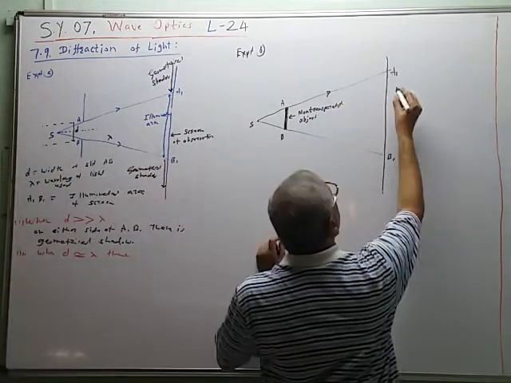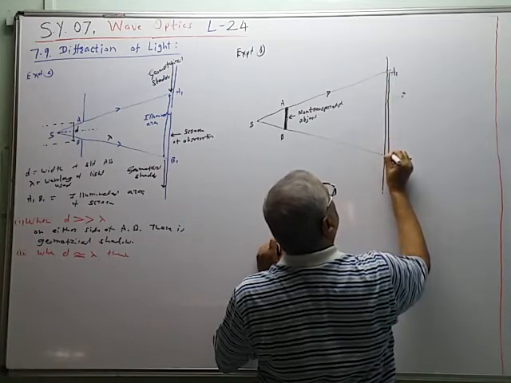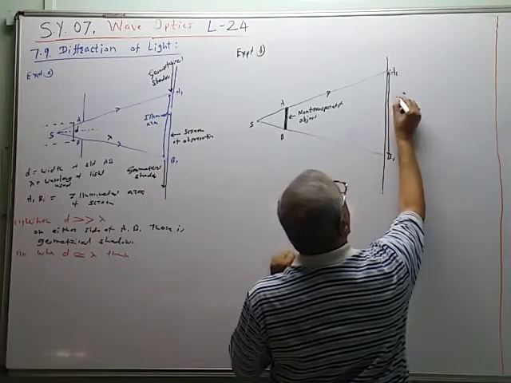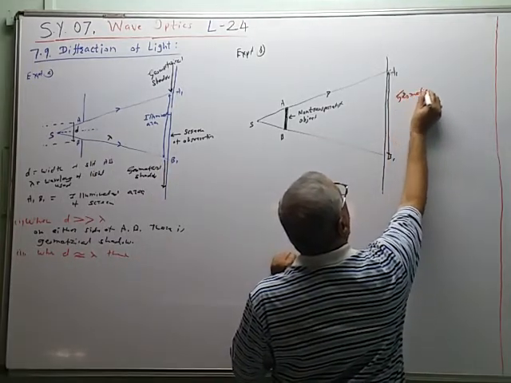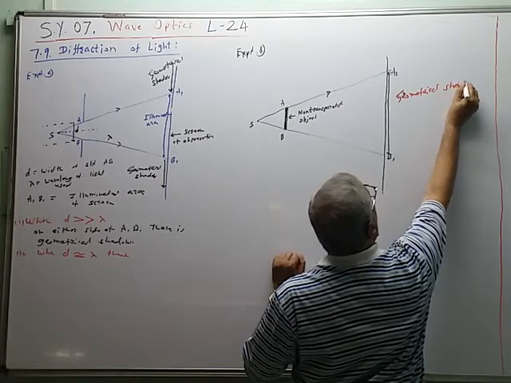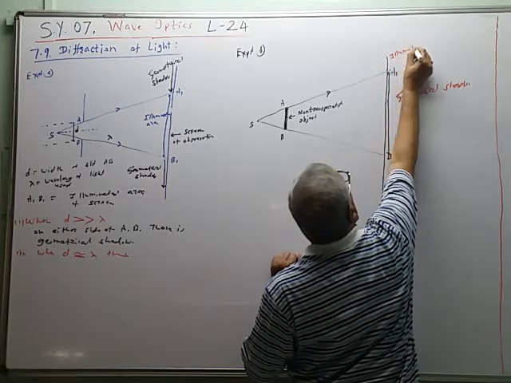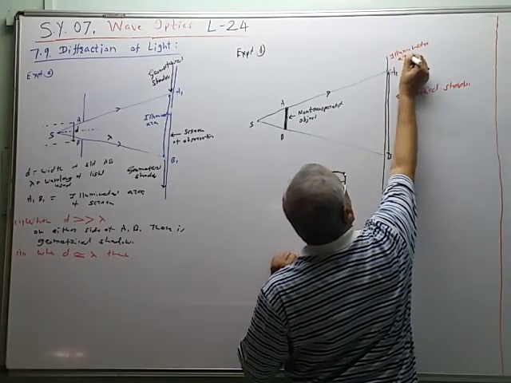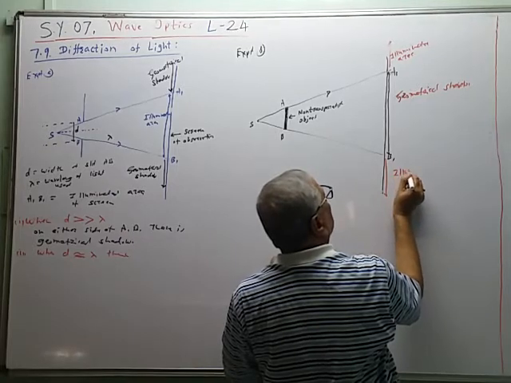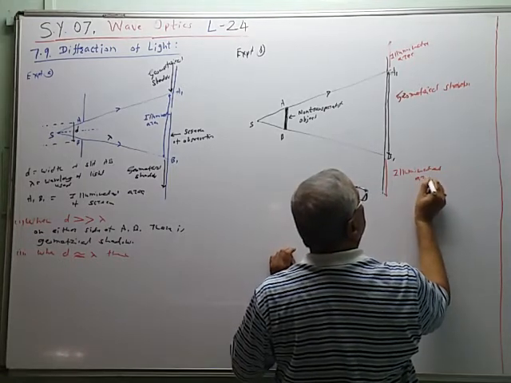So in this case, between A1 and B1, there is a geometrical shadow. Above A1, there is illumination. This is the illuminated area. The illuminated area and geometrical shadow area get interchanged.